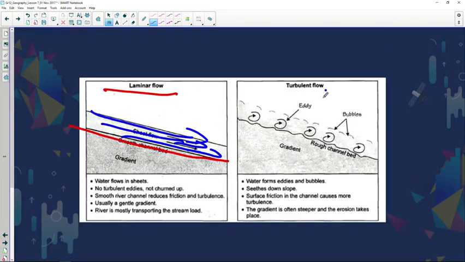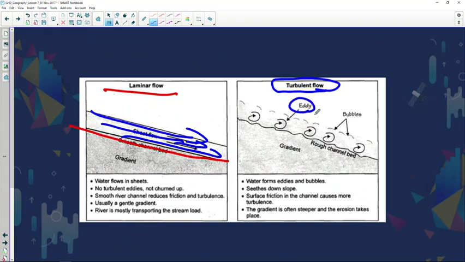We're experiencing laminar flow. And where deposition takes place, keep in mind the volume is greater at the lower course, but the velocity is not that great because it's slowing down because of the gentle gradient. We're experiencing laminar flow. Now, turbulent flow, it's very easy to identify it.